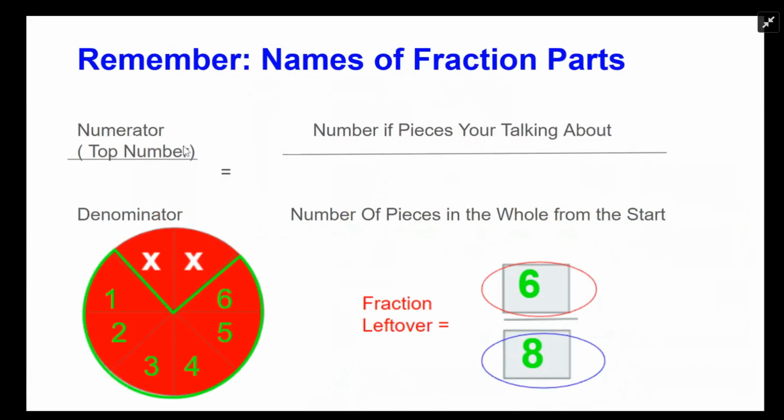I want to quickly review the names of fraction parts. The top number of the fraction is called the numerator, and the bottom number is called the denominator. The top number in this particular problem is the number of pieces we were talking about, which were the leftover pieces. The bottom portion of the fraction is the number of pieces in the whole from the start, at the beginning of when we first got the pizza. So our fraction is read as 6/8.